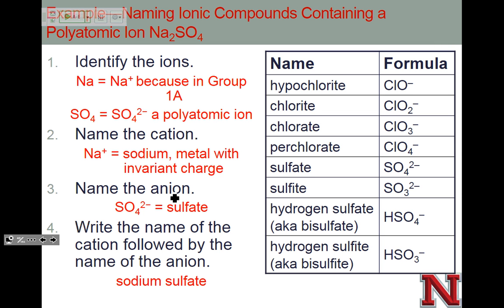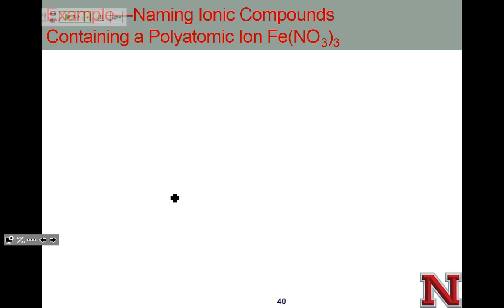And now if this is with a metal that is not a main group metal, we still need to put the number of the charge in parentheses. So let's say we were bonded with copper, we need to know that charge of copper. So work on this one, and we will continue this lecture on Wednesday.